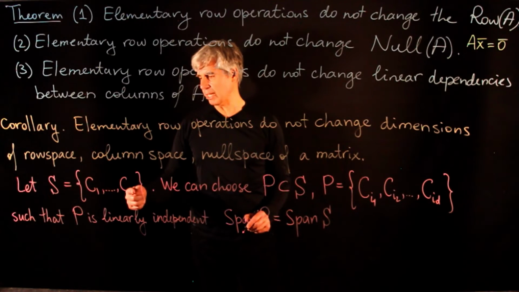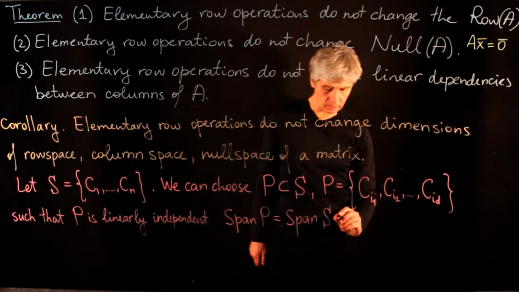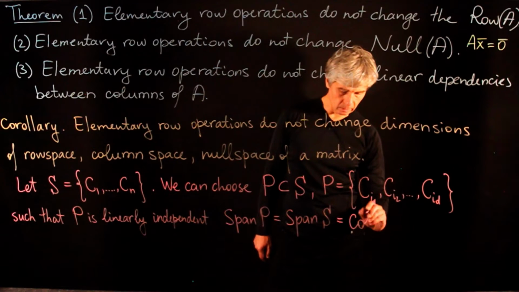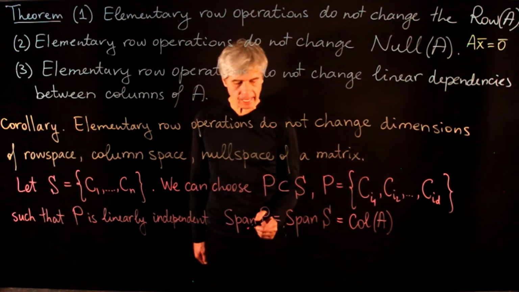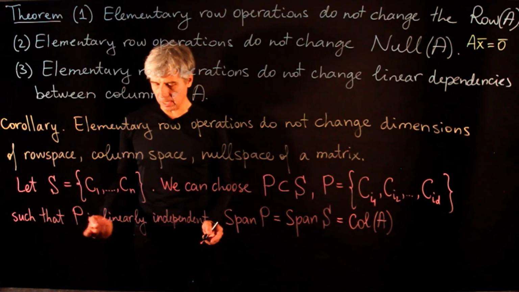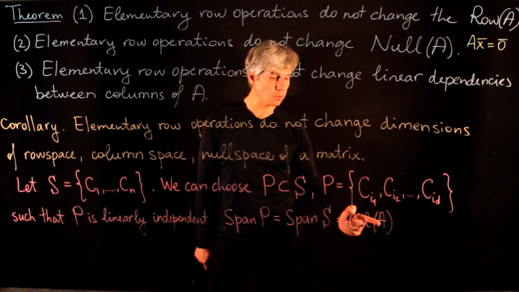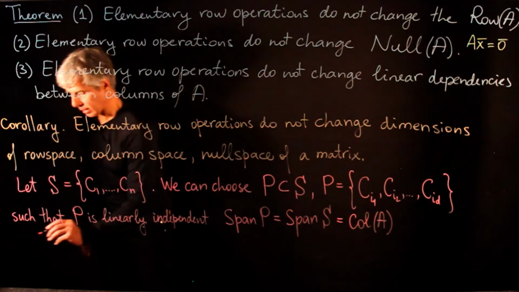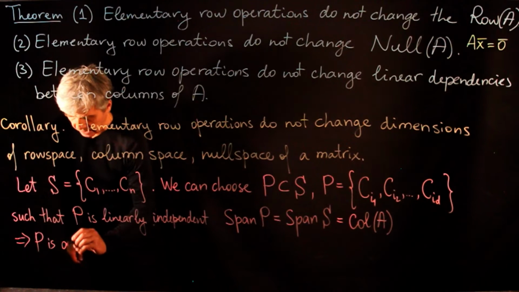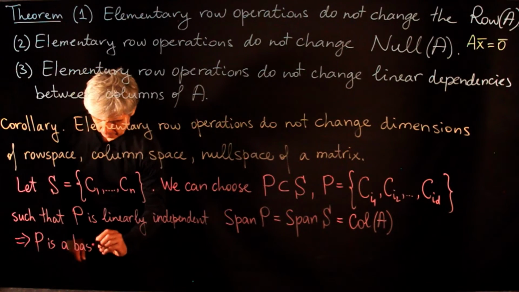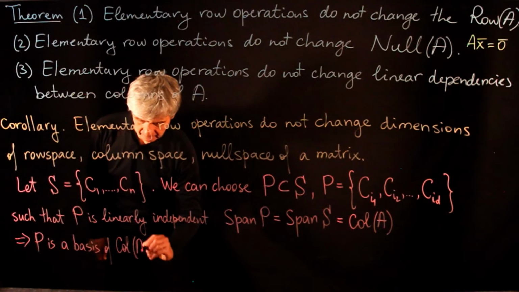But what's the span of S? Span of S is the span of the set of columns. So by definition, this is the column space of A. And so what we get is that the set P is linearly independent and it spans the column space of A. So this tells us that P is a basis of the column space of A.